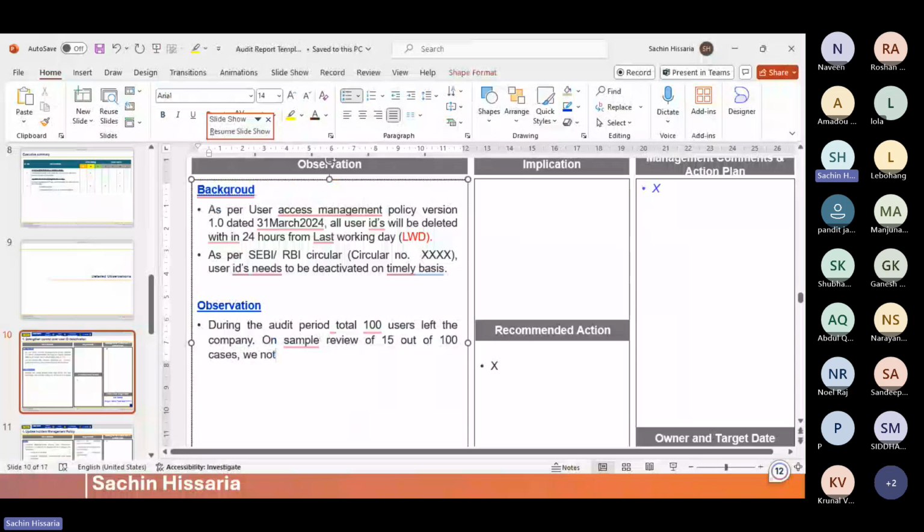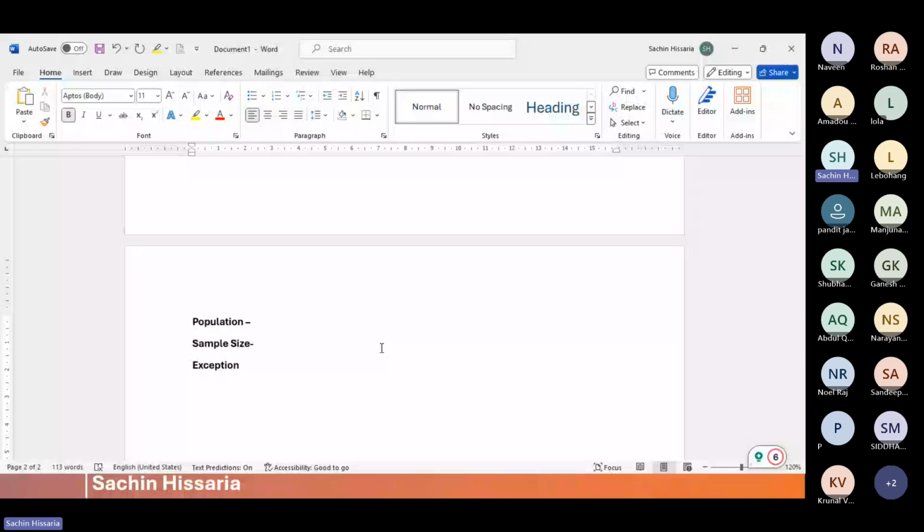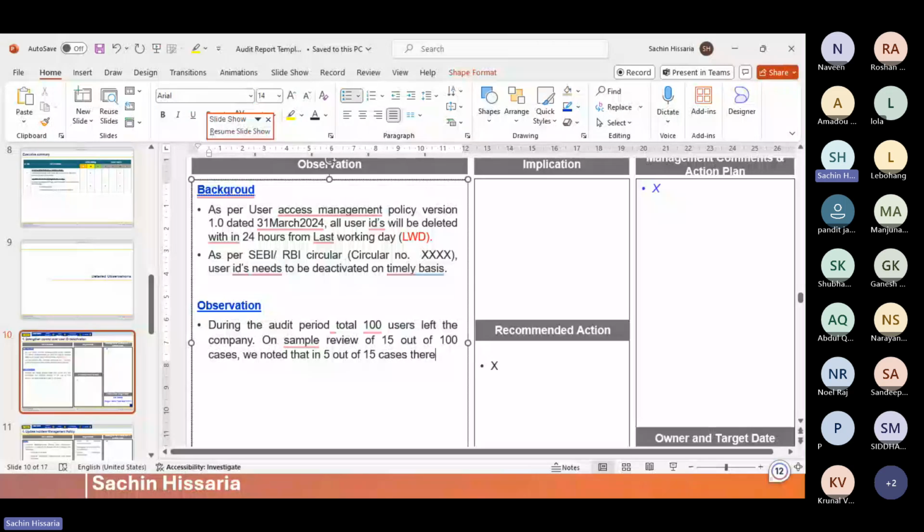Now what have you written? You have written the exception count. How much was the exception count? We noted that in 5 out of 15 cases, there was delay in deactivation of user ID.